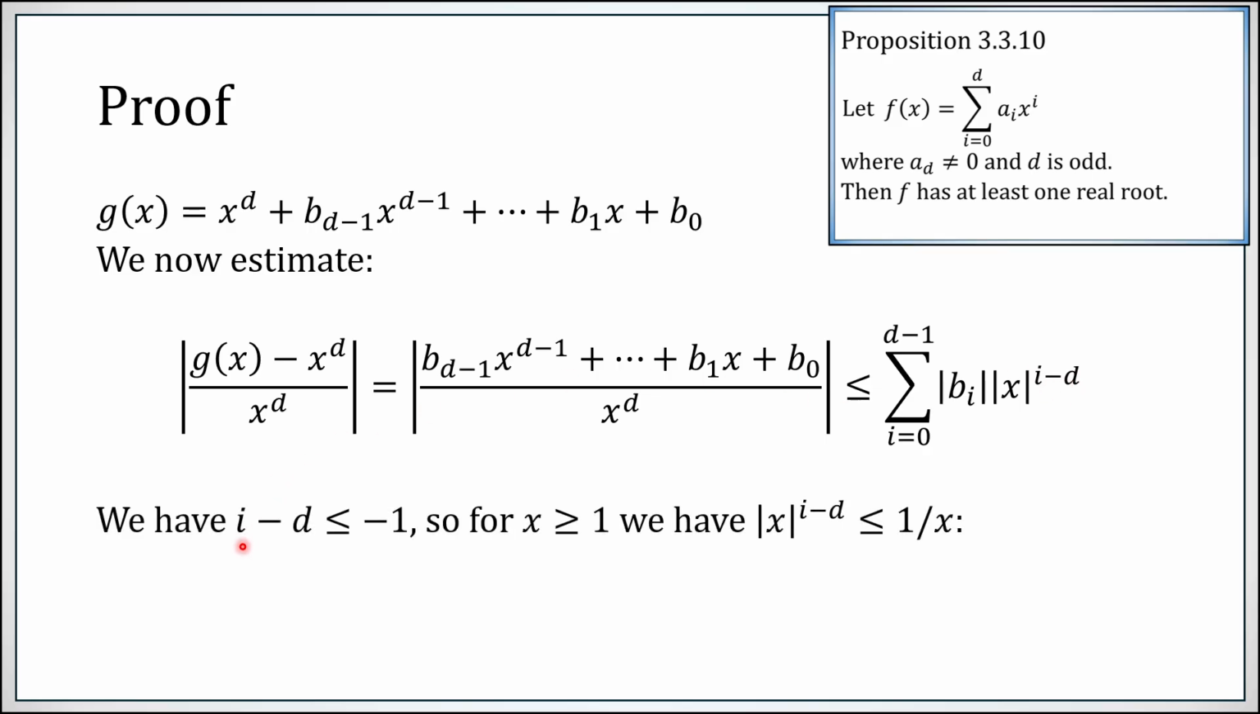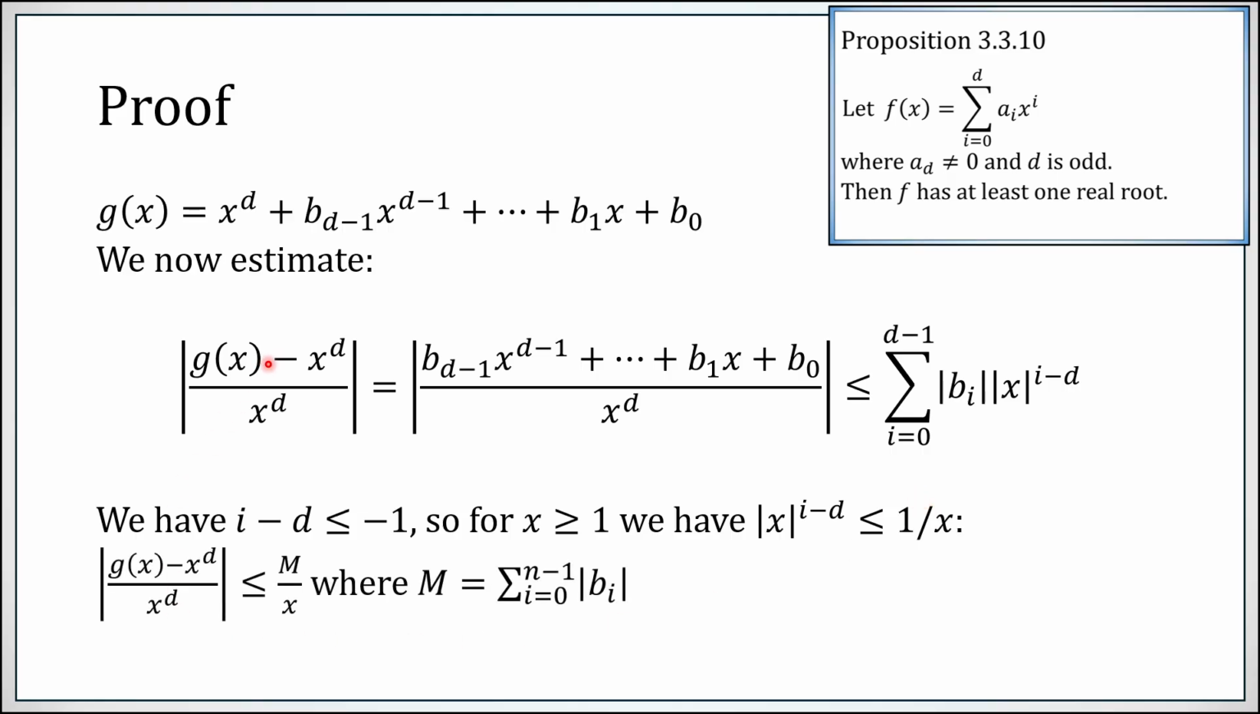Note that i is going from 0 to d minus 1. So i minus d is less than or equal to minus 1. When i equals d minus 1, that's the biggest it will ever be, minus 1. So as long as x is past the value of 1, if I take this positive x and I raise it to a significantly negative power, that's less than or equal to just raising it to the minus 1 power.